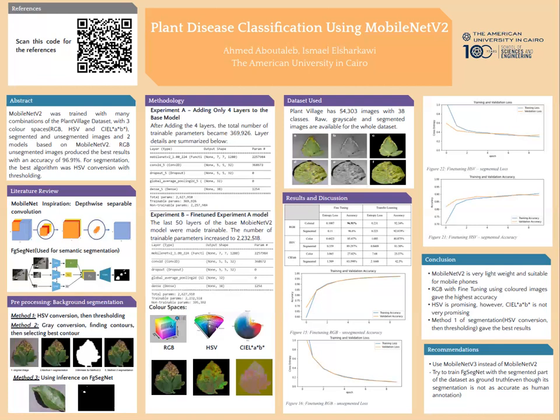And now we're going to present why we used MobileNet version 2. The main reason we used this network was because it is a lightweight network. It can be used on mobile devices. The reason MobileNet is a lightweight network is because it used depth-wise separable convolution instead of traditional convolution.